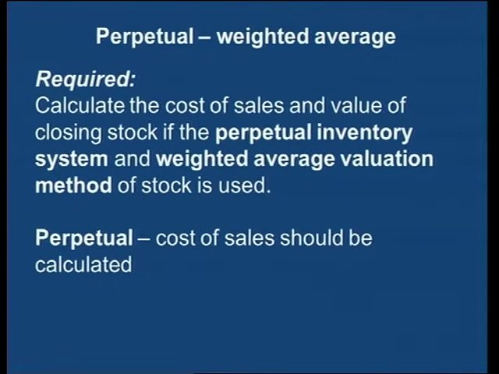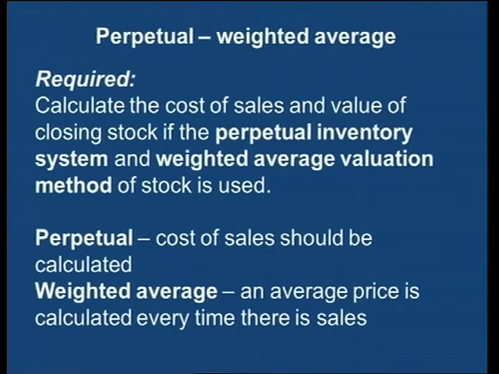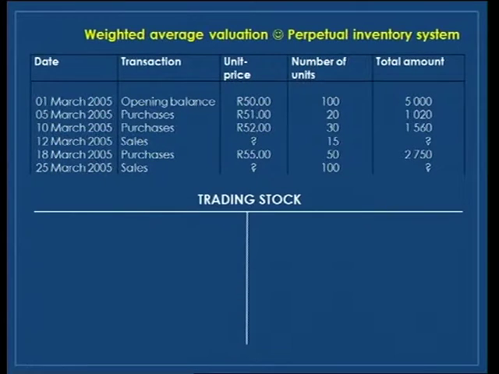For perpetual, the cost of sales should be calculated every time that sales take place. Okay, for periodic, you calculate the closing stock. For perpetual, you calculate the cost of sales every time sales take place. And then, when that happens, you need to calculate the weighted average. And average price is calculated every time there is sales. For perpetual, weighted average. So for this example, let's go and do that.